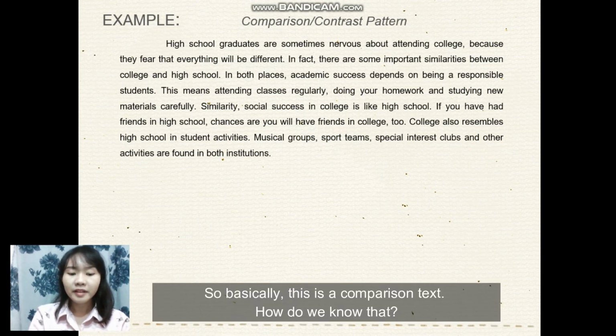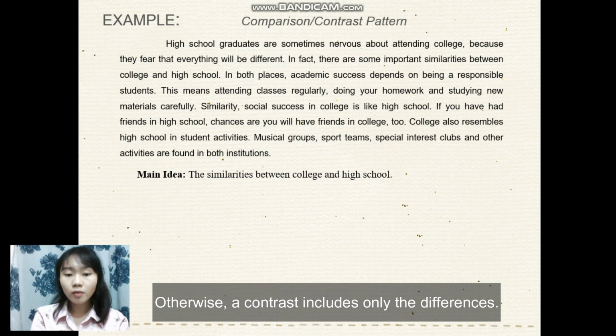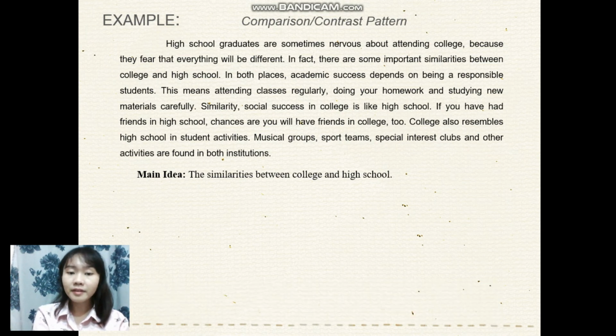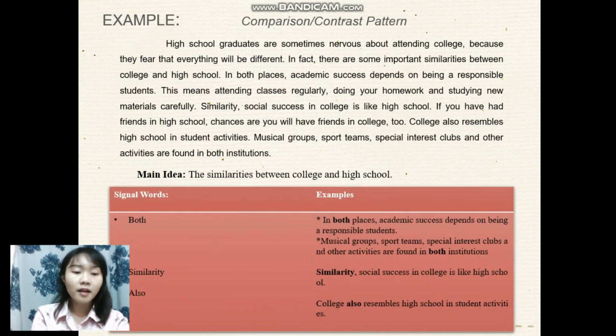So, basically, this is a comparison text. How do we know that? Remember, a comparison can include only similarities, or both similarities and differences. Otherwise, a contrast includes only the differences. So the main idea of this text is the similarities between college and high school. And here are the signal words from this text: both, similarity, and also. And these are the examples of the signal words.